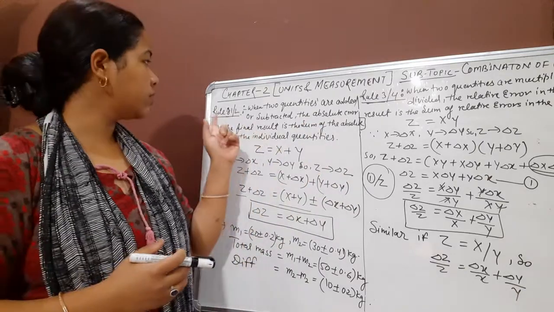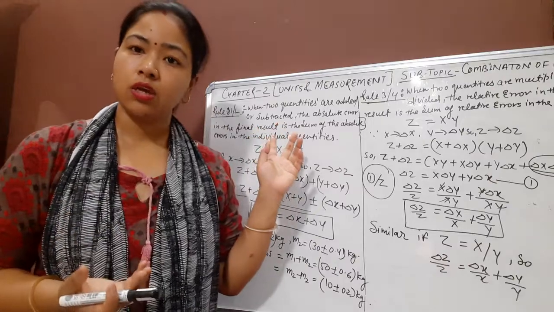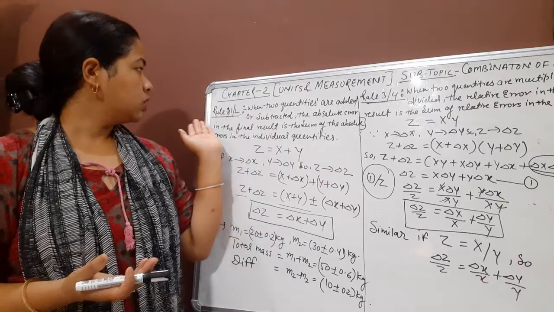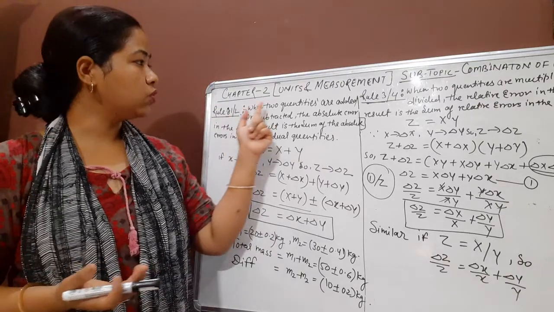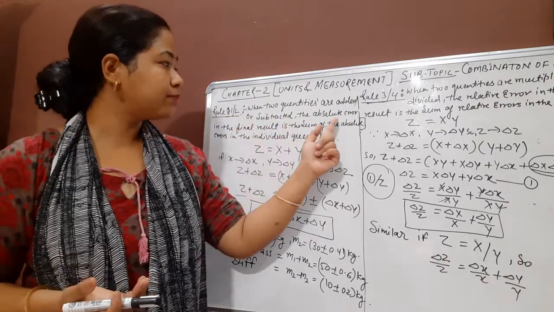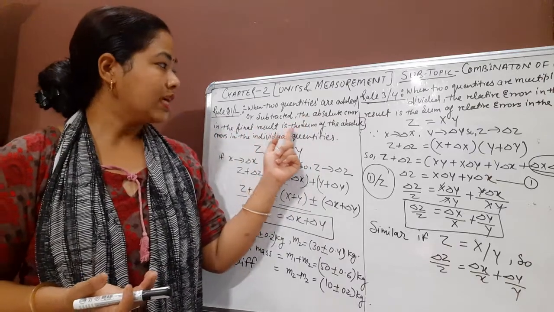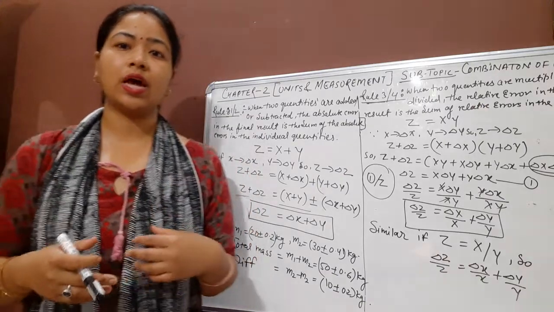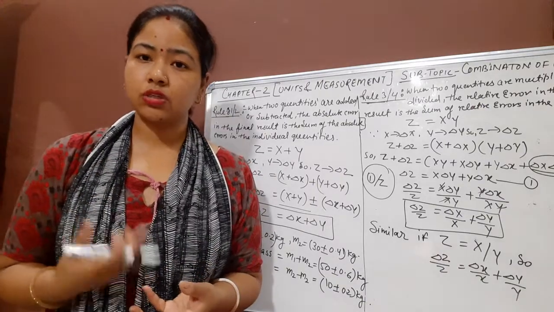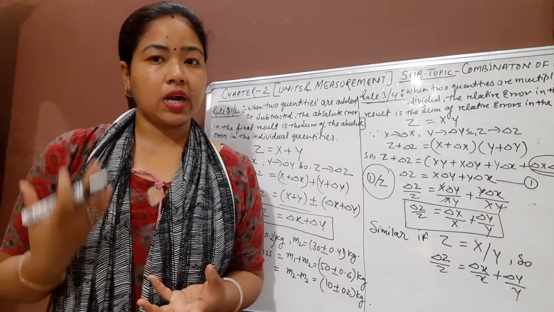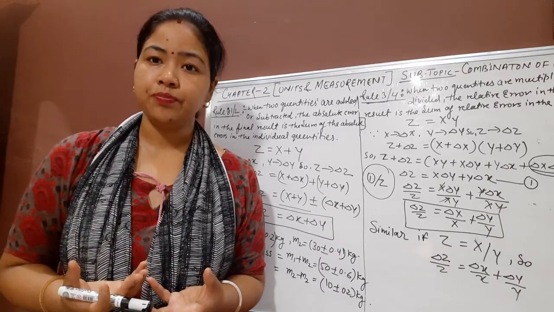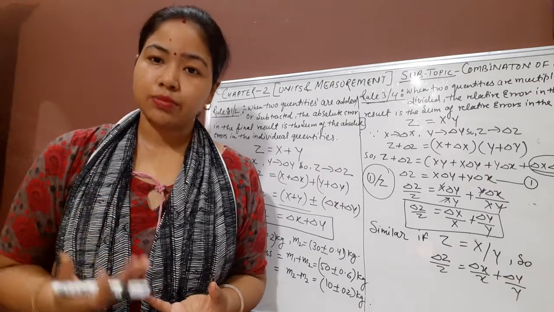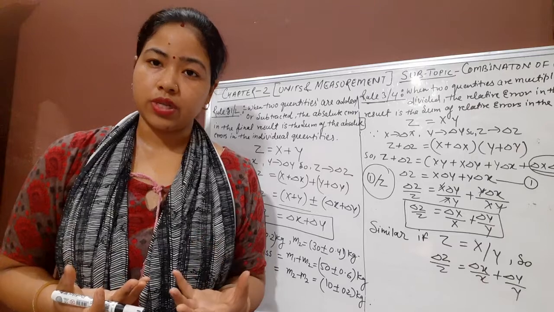So the very first rule we are going to discuss first and the second. For addition and subtraction we have the same rule, so we will study it as one rule. Rules 1 and 2 say that when two quantities are added or subtracted, the absolute error in the final result is the sum of the absolute errors in the individual quantities. That means if we are adding or subtracting quantities that include error, then in the final result we have to add the absolute errors for those combinations.